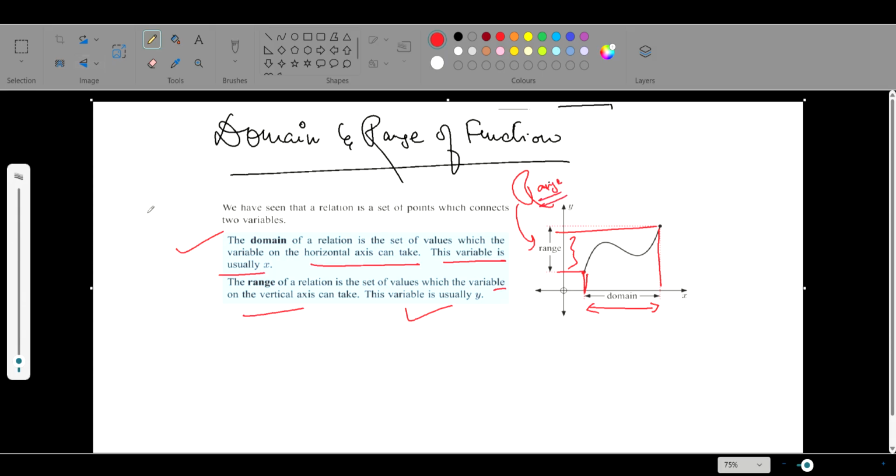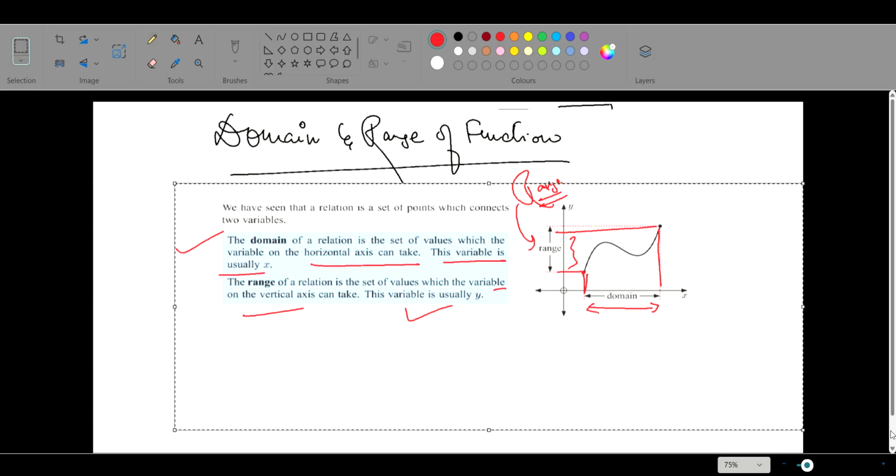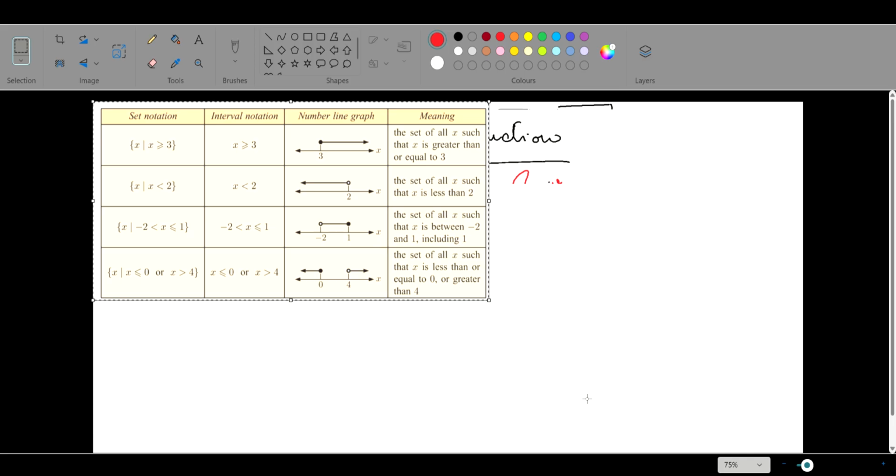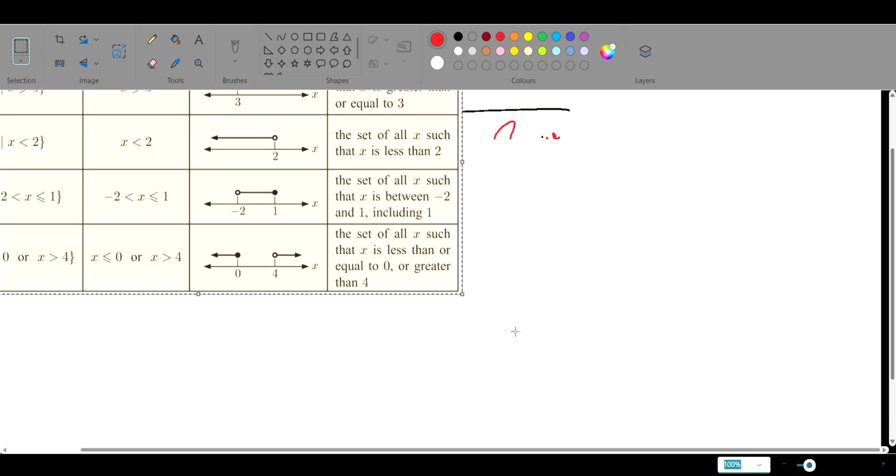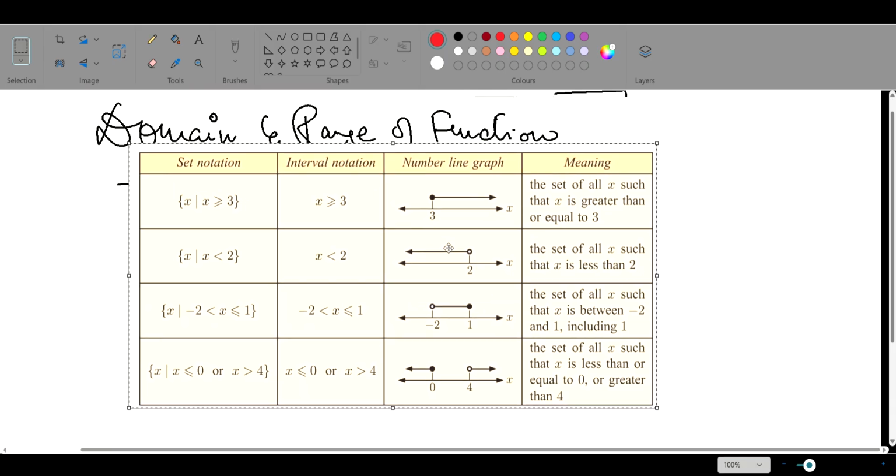Okay. Are you getting this? Now, how do we write it in terms of inequalities? It's also important. How do we write it in terms of inequalities?